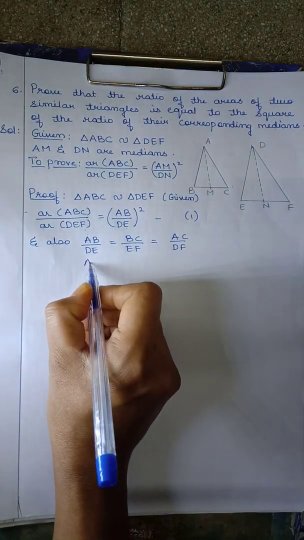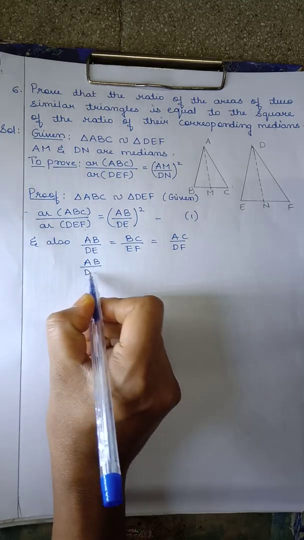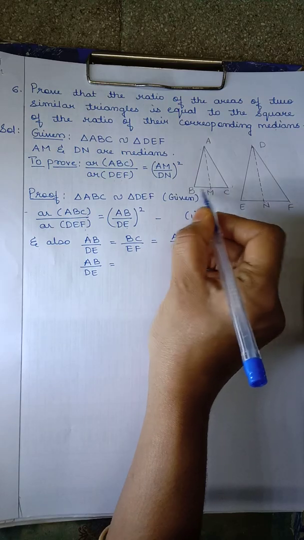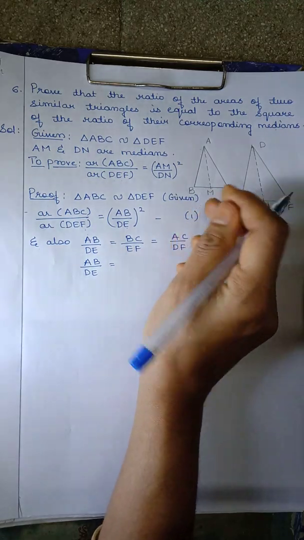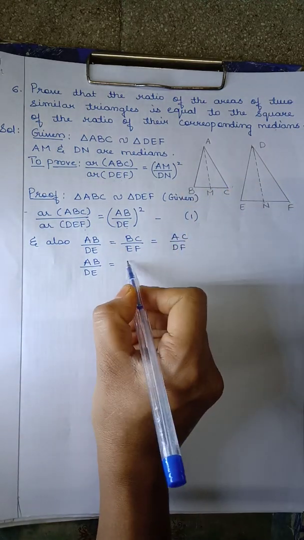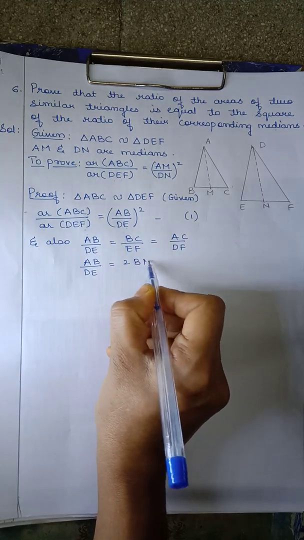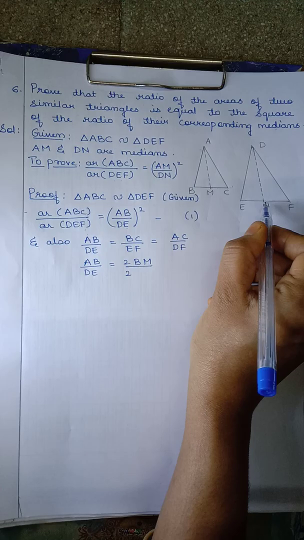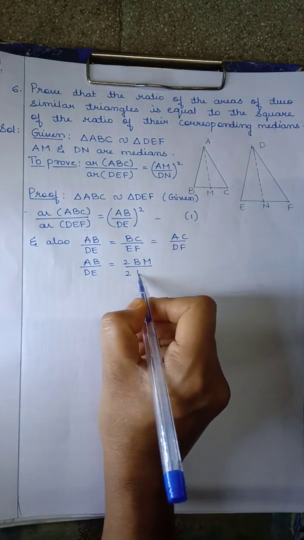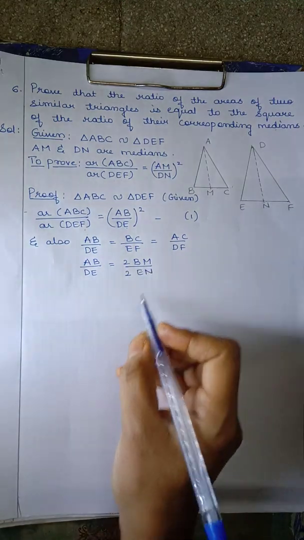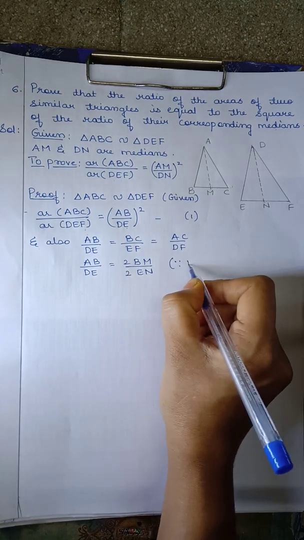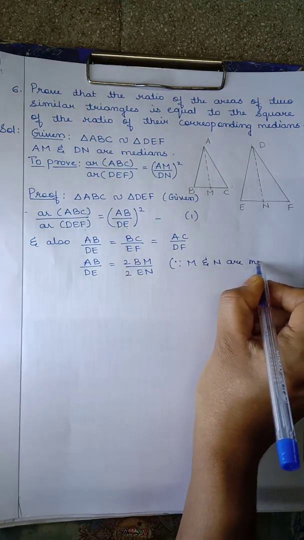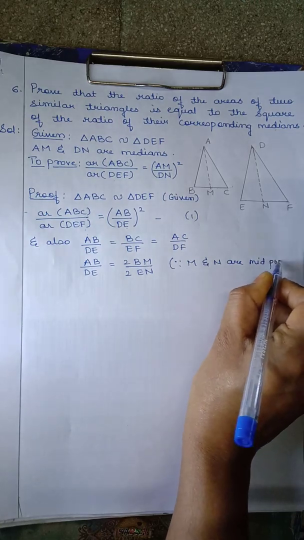Okay children. Now in place of this AB by DE we have here, in place of BC by EF now. BC and EF, we know that AM and DN are medians. So M will be the midpoint and N also will be the midpoint. So in place of AB by DE we will write as it is. In place of BC, I can write twice of BM because M is the midpoint. So I can write twice of BM upon EF. N is the midpoint, so I can write twice of EN. Okay, you can write here because M and N are midpoints.